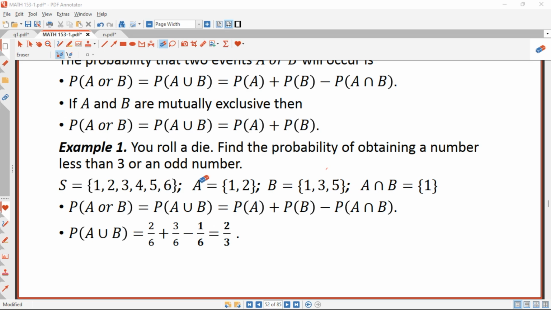Then it says to find the probability of obtaining a number less than 3. So let A represent a number less than 3, and let B represent an odd number from the event. Here, A is a number less than 3, so from the sample space the numbers less than 3 are 1 and 2.